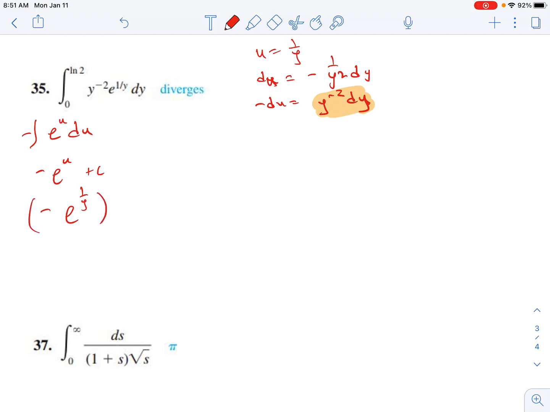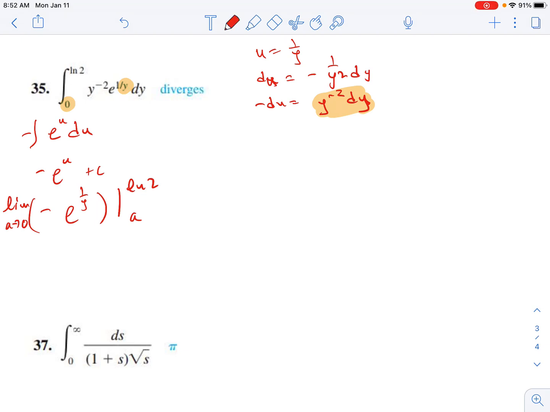And then I'm going to evaluate that from the natural log of 2. And then I can't go to 0, so do the limit as a approaches 0. And then go from natural log 2 to a. And I can't do the 0, of course, because if you plug 0 into this right here, you're going to divide by 0, which you cannot do.